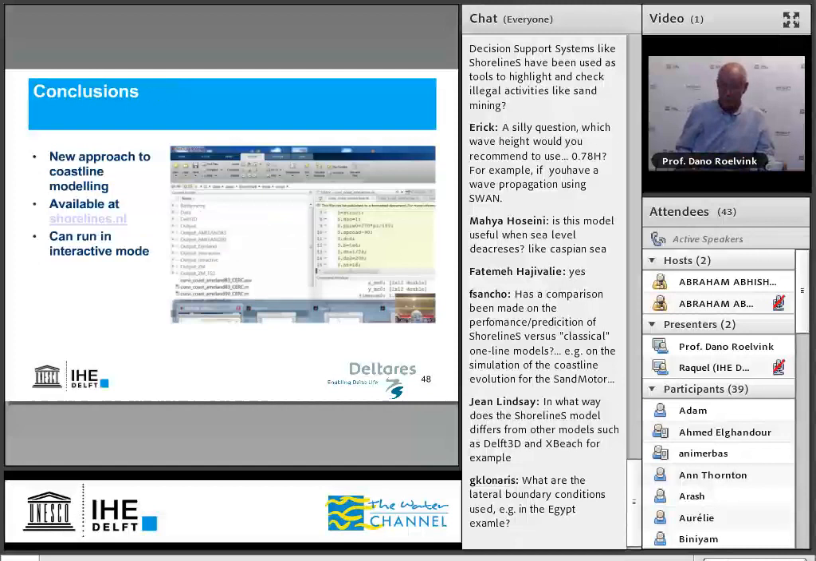So the conclusions are ahead. We have this new approach to modeling. It's available at shorelines.nl. And it can run in an interactive mode, as I will illustrate with this little video.